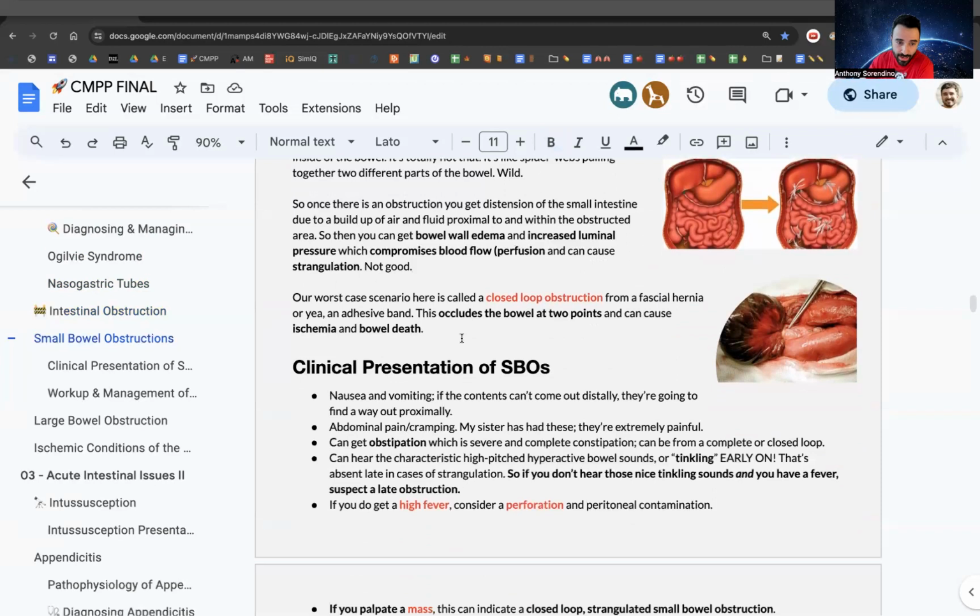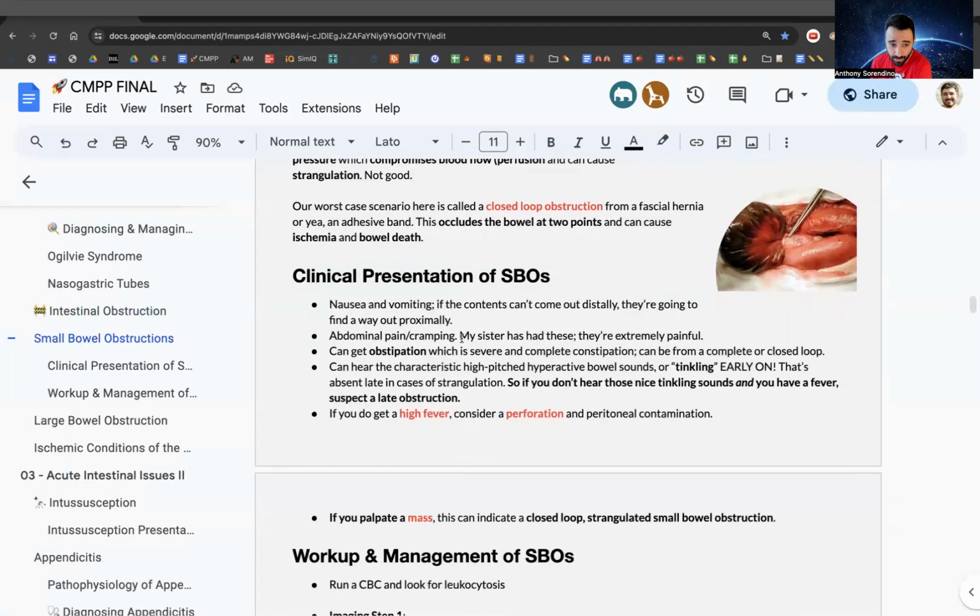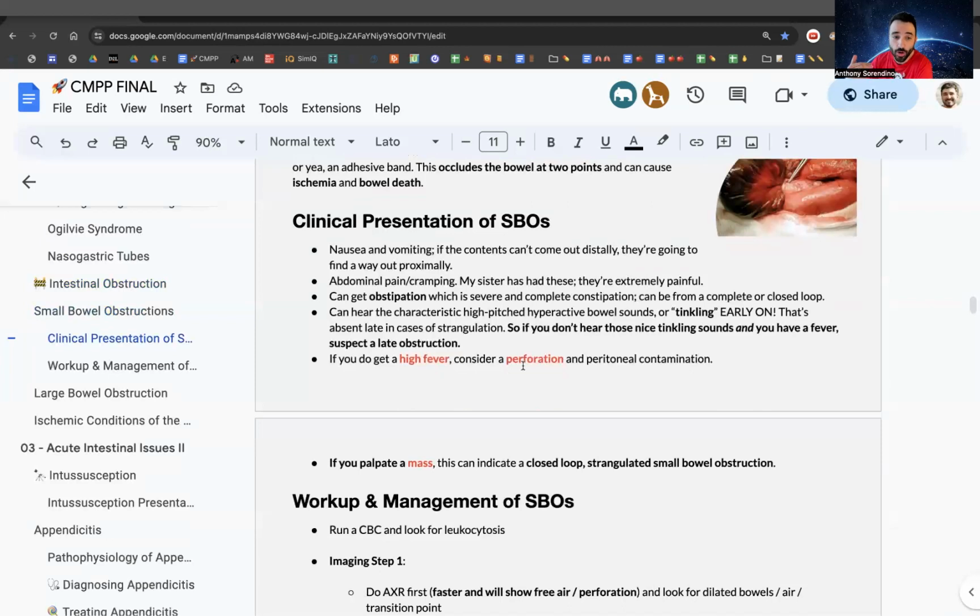That's the big red flag here. You want to look out for a closed loop obstruction, which can occlude the bowel at 2 points, cause ischemia, and even bowel death. Nausea and vomiting are going to be a big presenting symptom here, more common than in a large bowel obstruction. So just think, it's more proximal. So it's going to affect what's up here, your nausea and your vomiting.